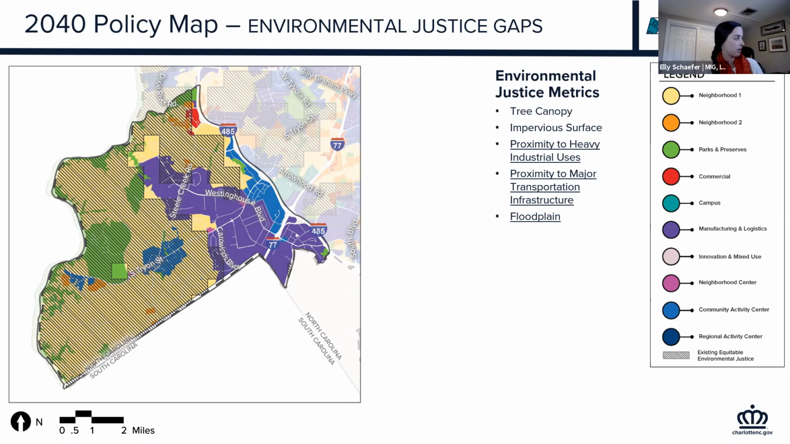You'll see on the map, of course, this community planning area has a lot of manufacturing and logistics, which is an industrial type use in purple. And there are neighborhoods that abut that use in this area. And then there's also the highways. So that's where you get some of those proximity potential issues as well.